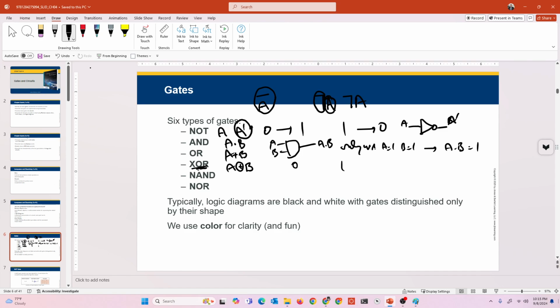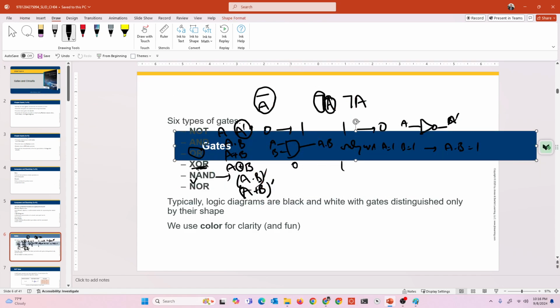NAND is the opposite, the prime of AND. So with this N here, that's what it means. It's A times B, opposite. That's NAND. NOR is the opposite of OR, so it's A plus B, opposite. And we're going to talk about some rules later on, because there are ways to actually remove these parentheses if you have an opposite like this.